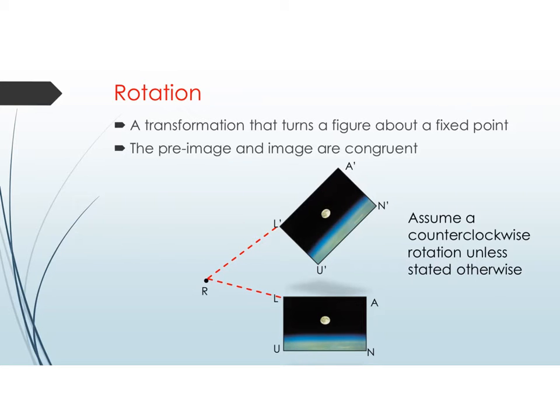So anyway, rotate R and assume, by the way, counterclockwise rotation unless otherwise stated. So unless I say clockwise, assume counterclockwise. So that's, in this case, this direction around point R. So I start here. A rotates to A prime, N to N prime, L to L prime, U to U prime. And when we rotate these, we rotate them a given number of degrees.